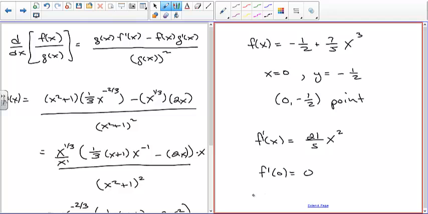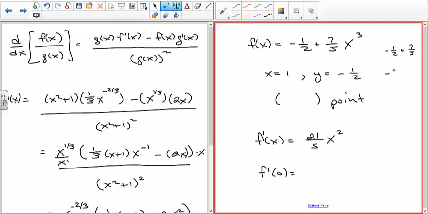Okay. I was going to say let's do it at x equals 1 instead. Give us something a little more exciting. So we're going to do x equals 1. Plug 1 in here, you'll get 1 cubed. So we get -1/2 plus 7/5, and let's get a common denominator of 10.